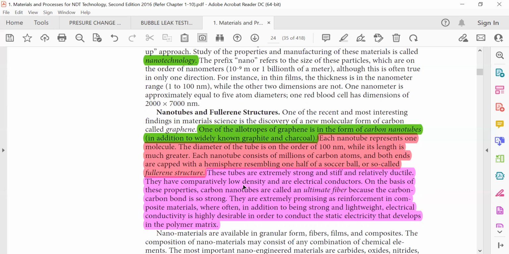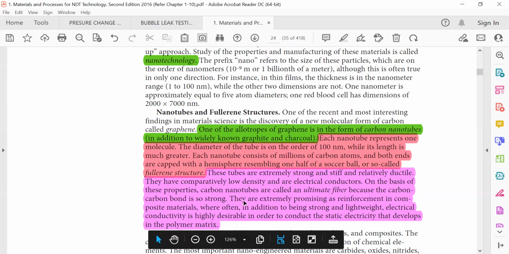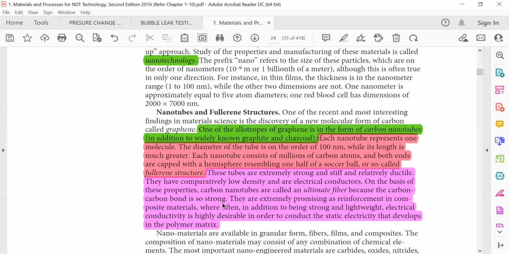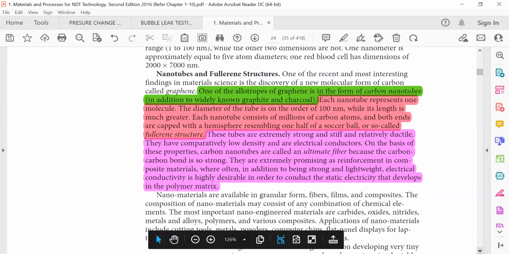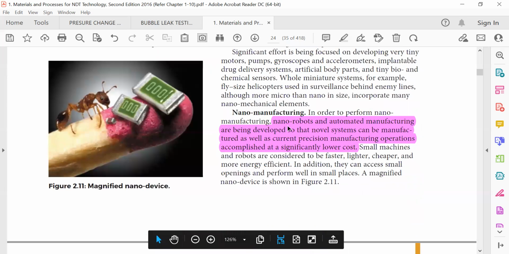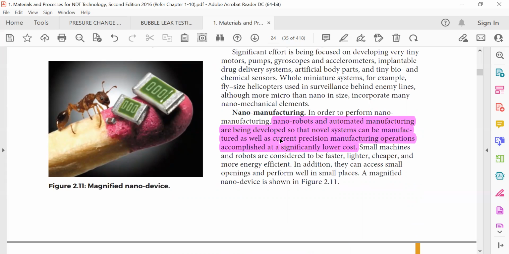On the basis of these properties, carbon nanotubes are called an ultimate fiber because the carbon-carbon bond is so strong. They are extremely promising as a reinforcement of composite materials. Nanorobot automated manufacturing systems are being developed so that novel systems can be manufactured, as well as current precision manufacturing operations accomplished at a significantly lower cost.